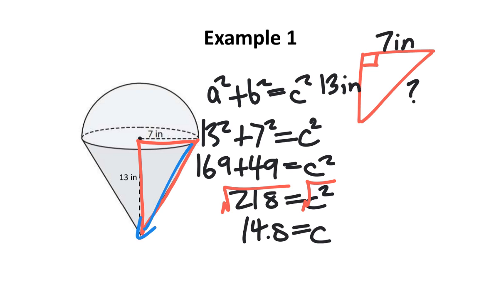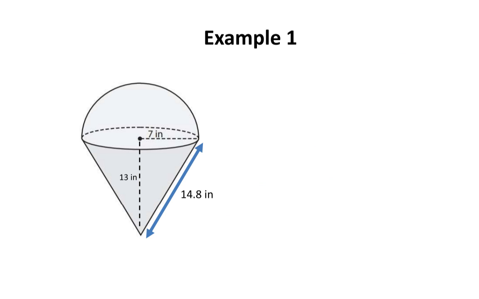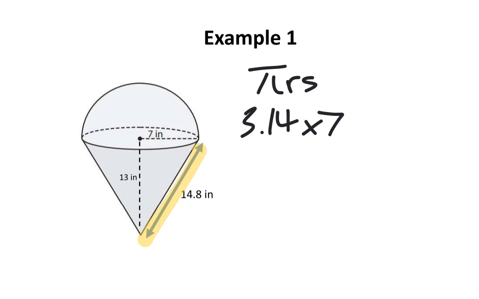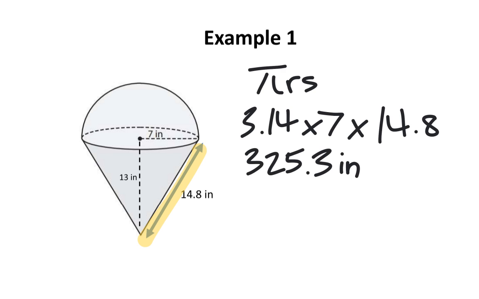Therefore, this slant height, which we need, is 14.8 inches. Now that I have my slant height, I can now find the area of this shape, which looks like a slice of pizza. The equation for the area of the shape was pi r s. I know that pi is 3.14. I know the radius is 7, and the slant height I just figured out is 14.8. If you multiply these numbers together, you should get approximately 325.3 inches squared.